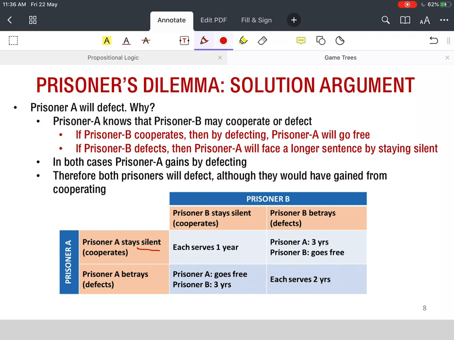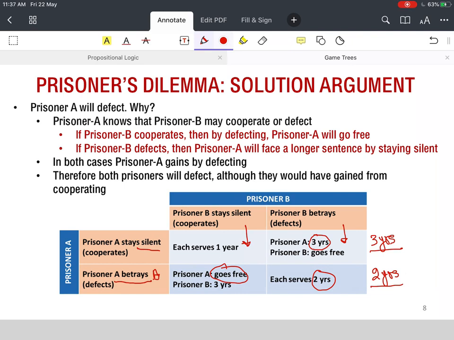So prisoner A knows that if prisoner A remains silent, then prisoner B can remain silent or prisoner B can betray A. In the worst case, prisoner B will betray A and A will get 3 years. On the other hand, if A thinks that A will betray B, then if B remains silent, A goes free, and in the worst case, if B betrays, A gets 2 years.